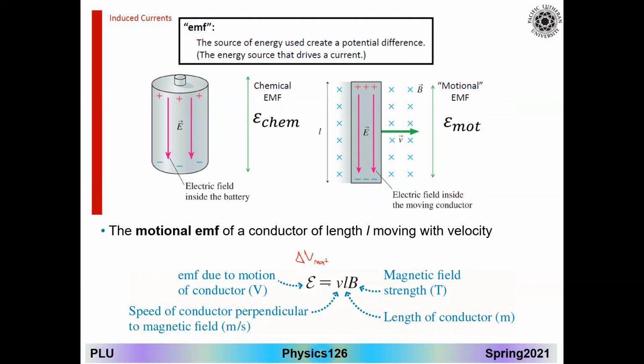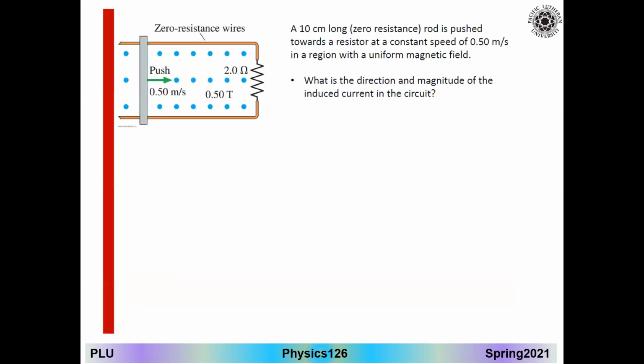or the EMF. It depends on the velocity of the moving conductor, the length of the conductor, and the magnetic field that the conductor is located in. So those are the three parameters. So let's apply a numerical example for that case. So here is what we have.